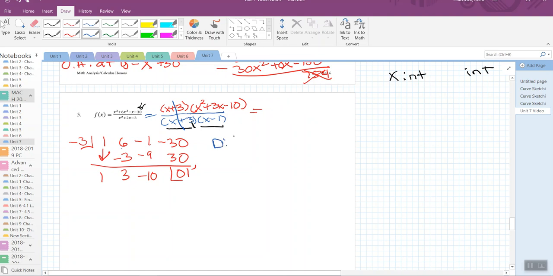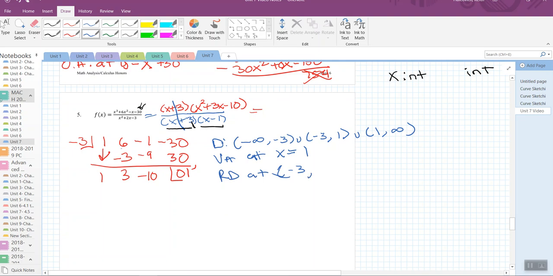So the domain is, it can't equal negative 3 or 1, so it's from negative infinity to negative 3, union negative 3 to 1, union 1 to infinity. And now by canceling, we get the vertical asymptote is at x equals 1. And then the removable discontinuity is at negative 3, right? And to figure out where at negative 3, we can put negative 3 in.